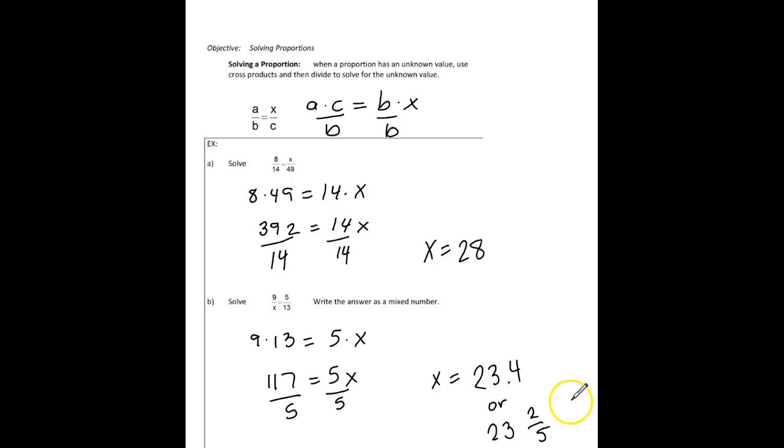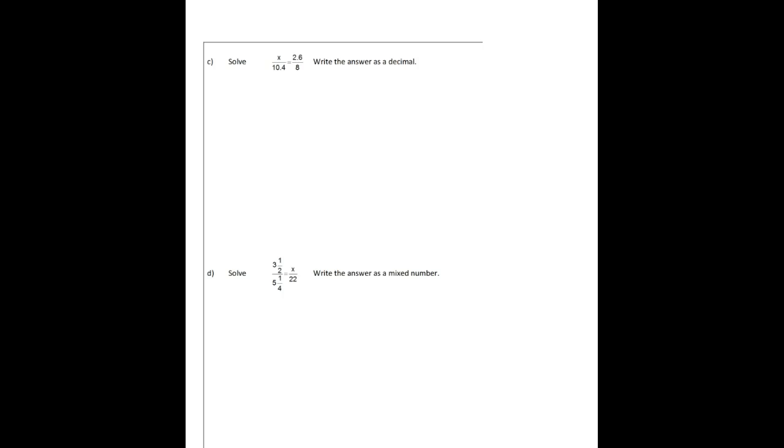Be careful though when you're dealing with decimals that are repeating. So if this were 23.3333 repeating, please do not round that. You would need to write it as a fraction. Okay, we got a couple more.